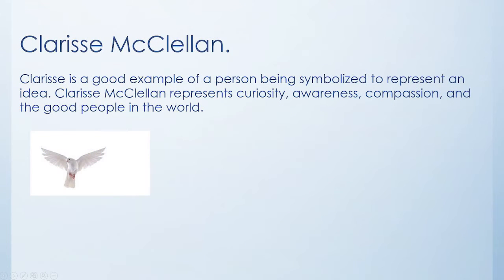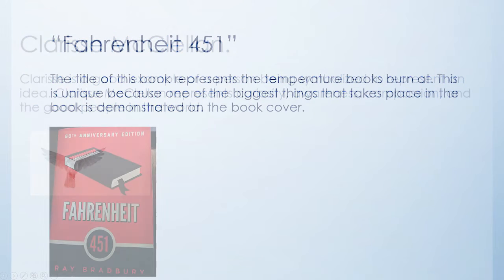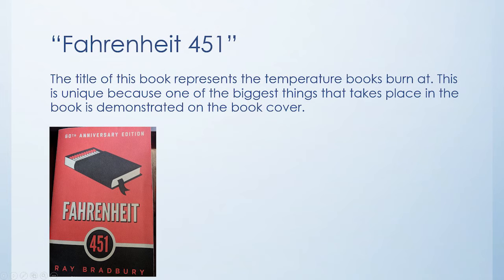Clarice McClellan. Clarice is a good example of a person being symbolized to represent an idea. Clarice McClellan represents curiosity, awareness, and the good people in the world. Fahrenheit 451. The title of this book represents the temperature books burn at. Obviously, books can burn at a little bit of a lower temperature than 451 degrees.